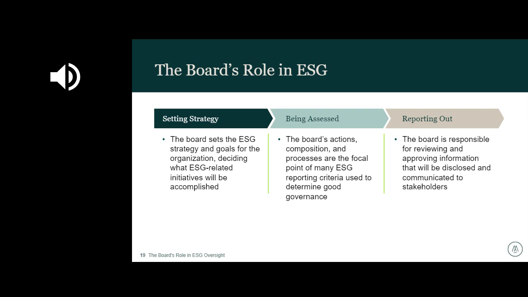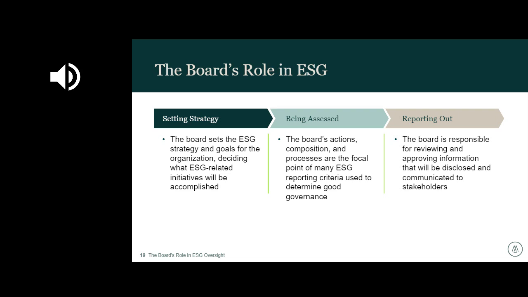So when we think about the very beginning, when you are setting your strategy, or if you're renewing your strategic plan, and you are revising or editing or updating your strategy, the board's role at that point, again, is to be the promoter, right? Set the goals, guide the initiatives, and really be responsible for establishing this as a priority for the organization and how that can show up.